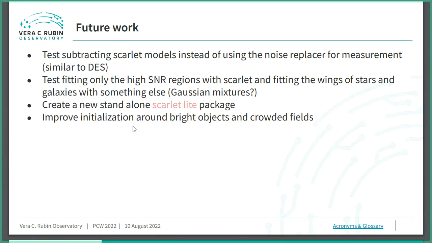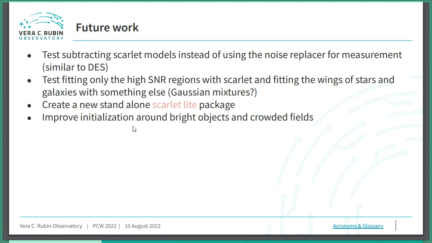So what are some things we have coming up? We want to test subtracting models. So one thing we didn't go into is how measurement's done, right? That's a whole other session. But we basically have a different way of doing measurements. We want to test fitting maybe only the higher signal to noise portions of the blend, and then for the outskirts, maybe using something like Gaussian mixtures or something else to complete all of the flux out in the tails where it should be smoother.